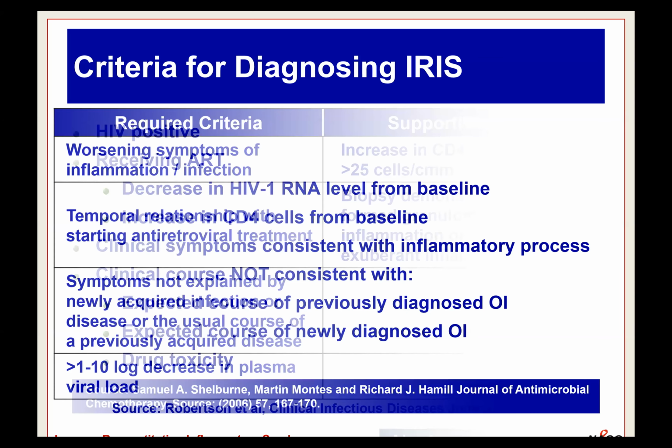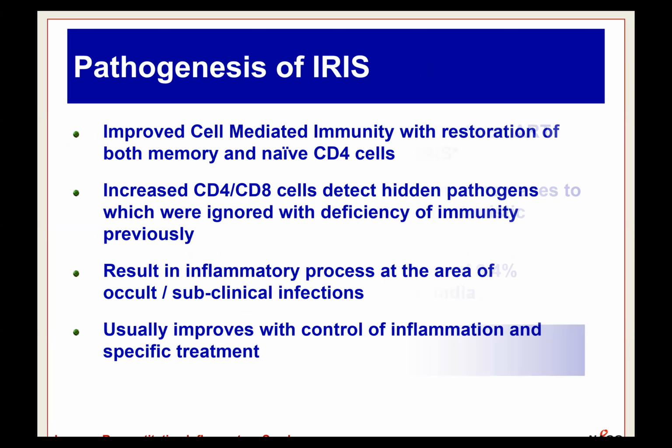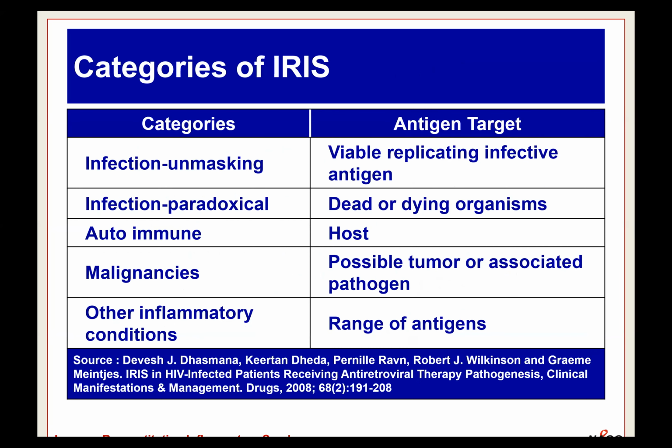There can be different types of IRIS. I'm not going into the etiology or the pathogenesis of IRIS, how it happens, but categories can be infection unmasking or paradoxical reaction. Unmasking means those hidden infections which were not seen at the time of ART initiation, but once you start ART, infections can come back. And paradoxical reaction is an already diagnosed OI, and patients may be on treatment for those OIs, and once you start ART, patients clinically deteriorate.